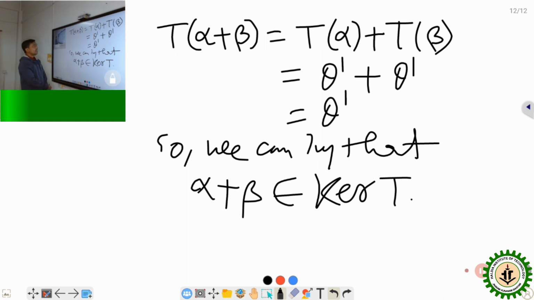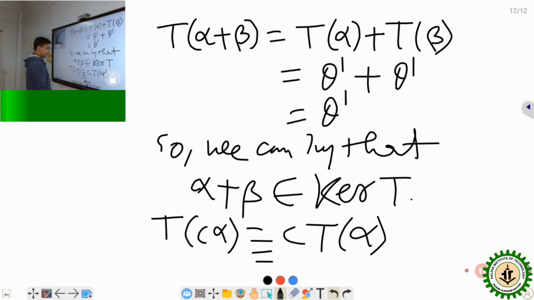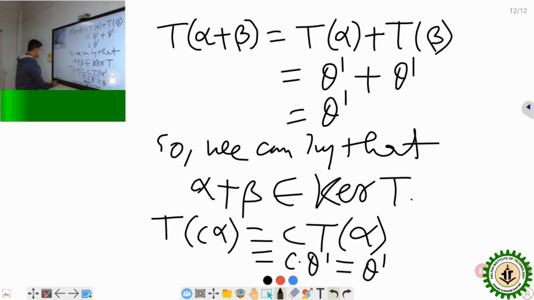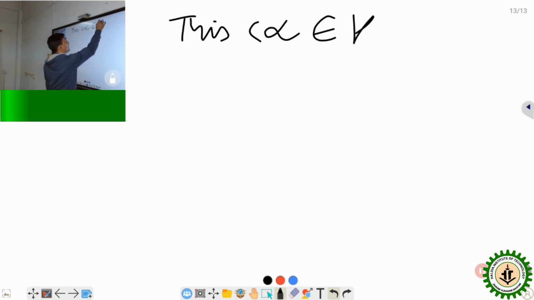Now we will check the second condition. T of C alpha. Since T is a linear transformation, we can easily write T of C alpha as C into T alpha. Again, we know that T alpha is theta dash, so C into theta dash. Now if we multiply any real number with the null vector, it gives us again the null vector. So ultimately we can say that this C alpha is also from the kernel T set.